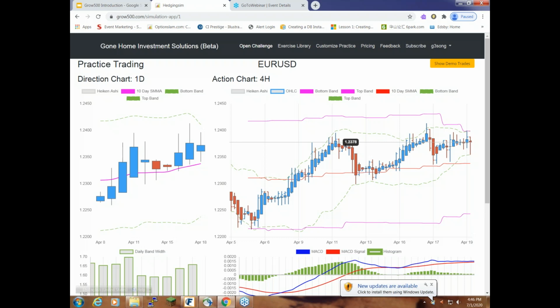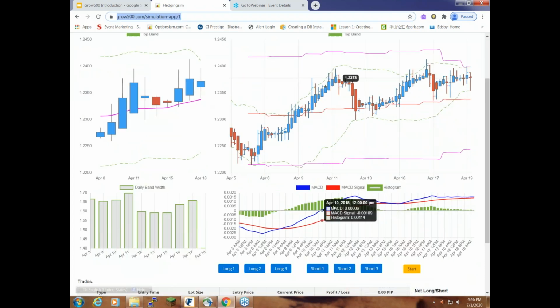So this is an app we actually created among our own group. We try to simulate the setup I'm using, and apply it to some real situations in the past, and see if I can make money or not. So I try to run the simulation here. For example, here I can easily see this is the daily chart, and this is the 4-hour chart. And now you see the bands, you see the 10-day moving average, you see the daily bands. Now let's see how the price goes.